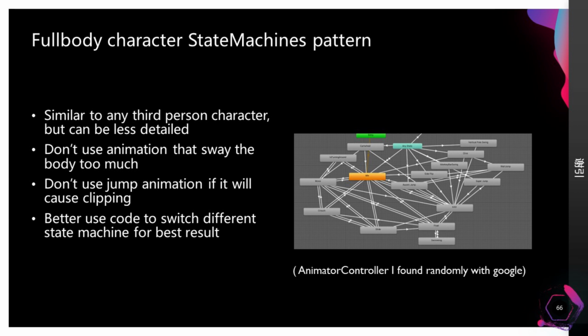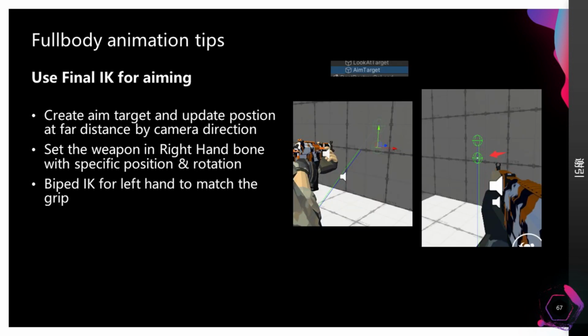Full-body character state machines can be similar to a third-person character, but it could be much less detailed. I won't go too much into the implementation, but I still recommend using code to control state switching. And I will talk a little about aiming with IK. This part can also apply to third-person or multiplayer characters.